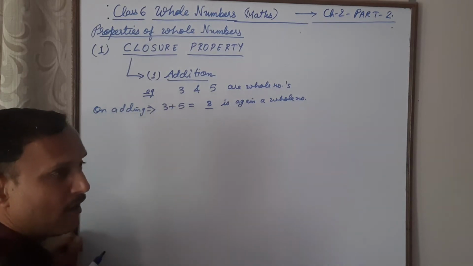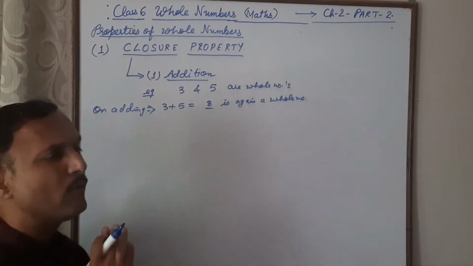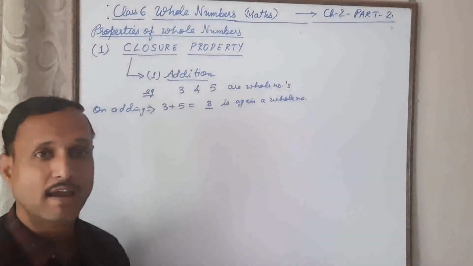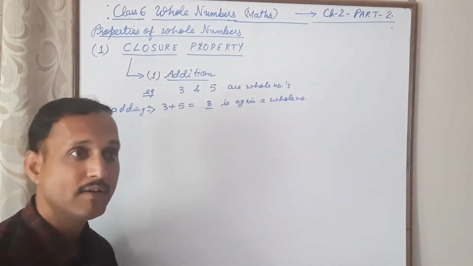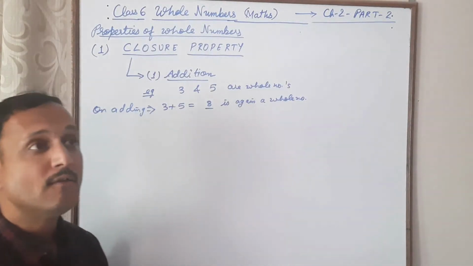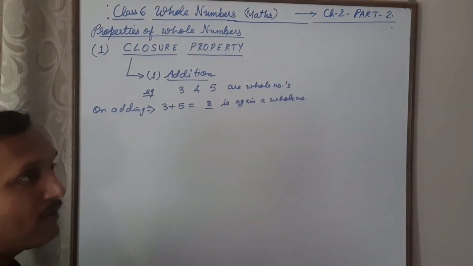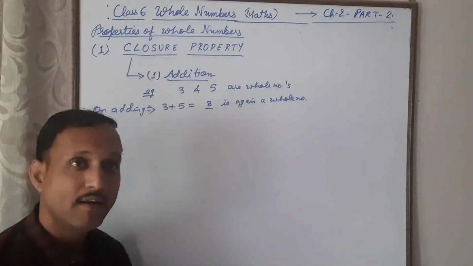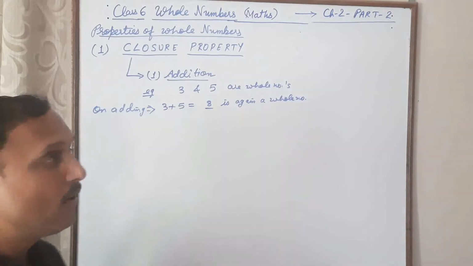You can try for any two whole numbers. 7 and 9, 16. 16 is a whole number. 7 and 9 are again whole numbers. 5 and 7, 12. 5 and 7 are whole numbers. Their sum is also a whole number. So in general we can write.